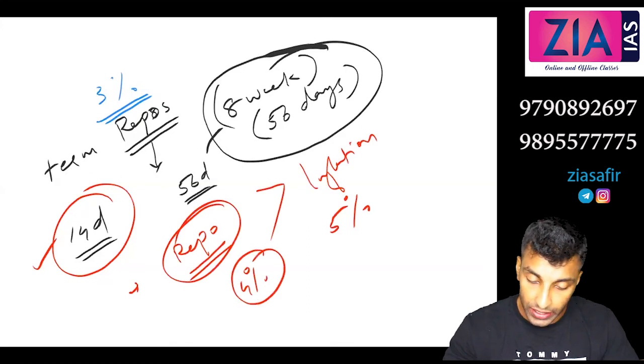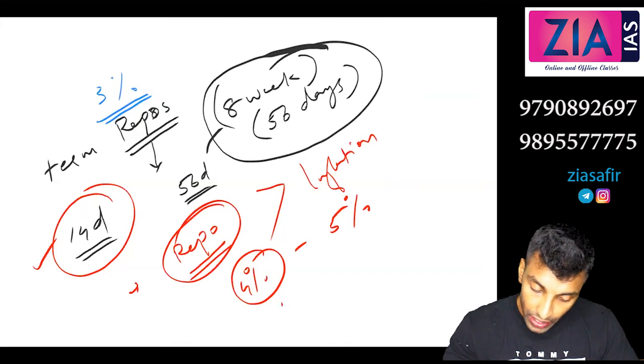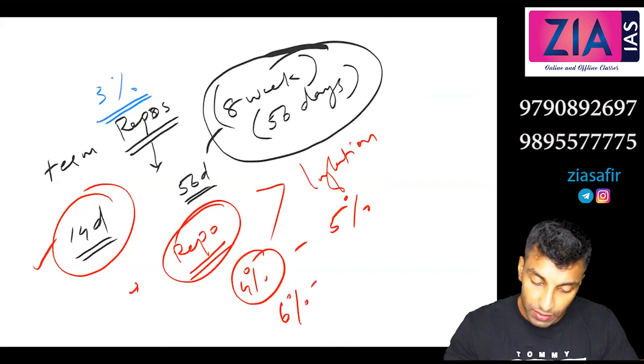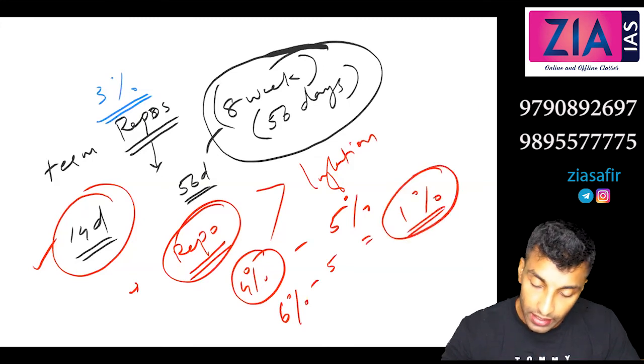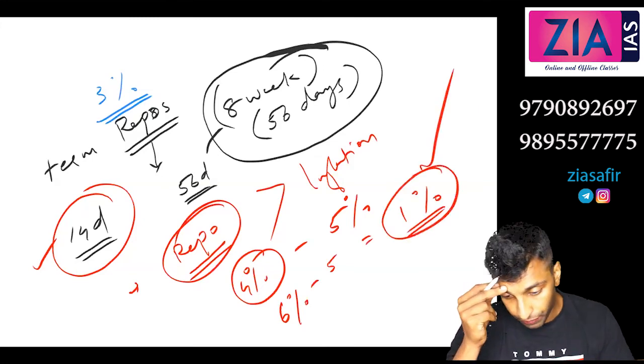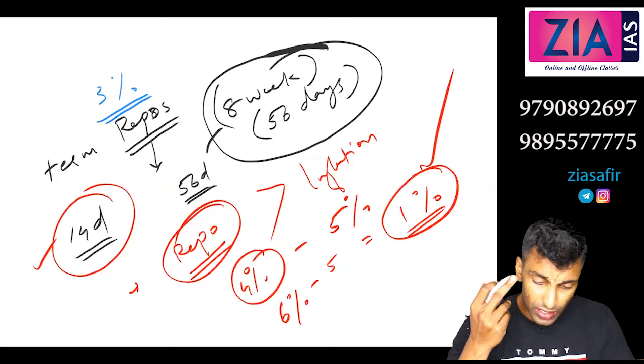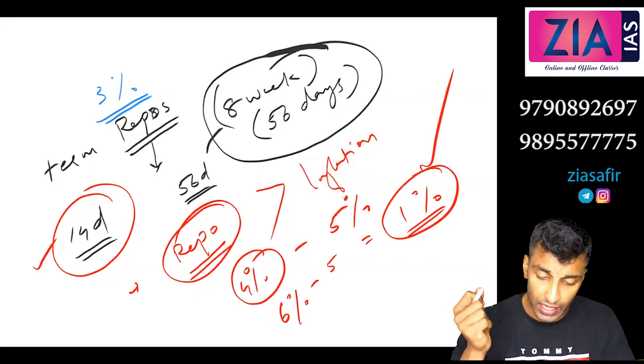Because you need to subtract inflation. So you need to keep at least 6% as repo. So 6 minus 5, you are getting plus 1. So here real policy rate is positive. Okay, so this is by and large accepted, but the problem is actually with the government.